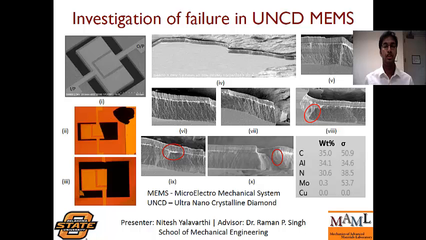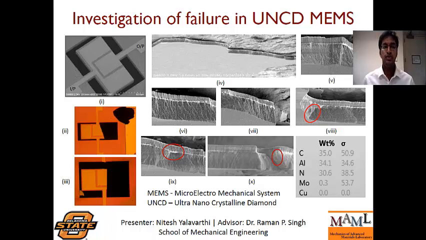Investigation of failure in UNCD MEMS. UNCD stands for ultrananocrystalline diamond. It is a special form of diamond with a grain size of about 2 to 5 nanometers. It possesses properties very similar to that of a single crystal diamond, like the Young's modulus, the density, etc.